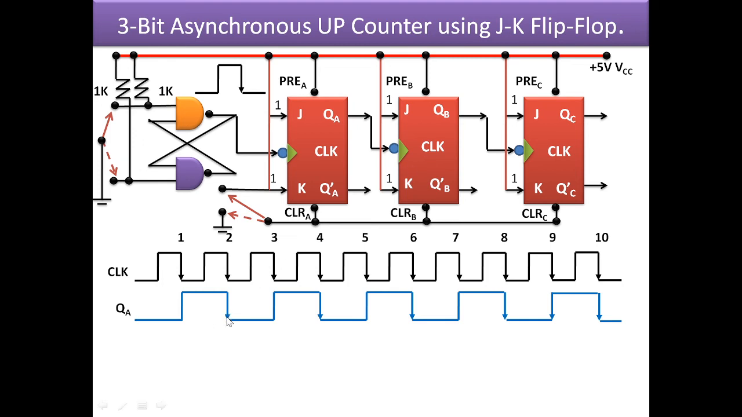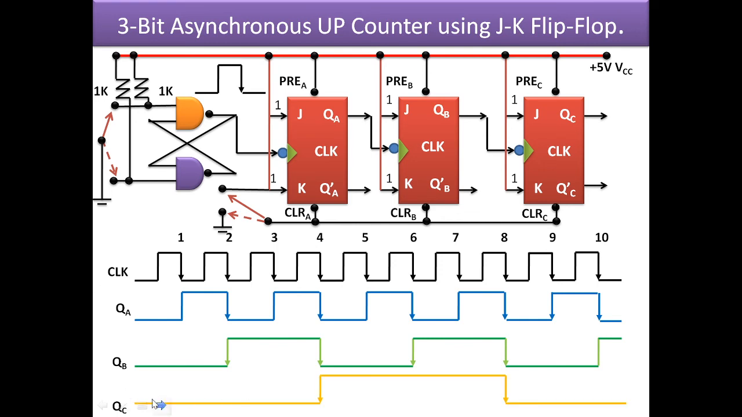So we will mark all the negative edges of the QA output, and then again we will assume QB to be 0 till it receives the first negative edge. So this is the first negative edge that is received by the QB flip-flop, that is the second flip-flop, and it was 0 and it toggles to 1 and so on. Similarly, we have to mark all the negative edges of QB, and we have to now consider the output of QC.